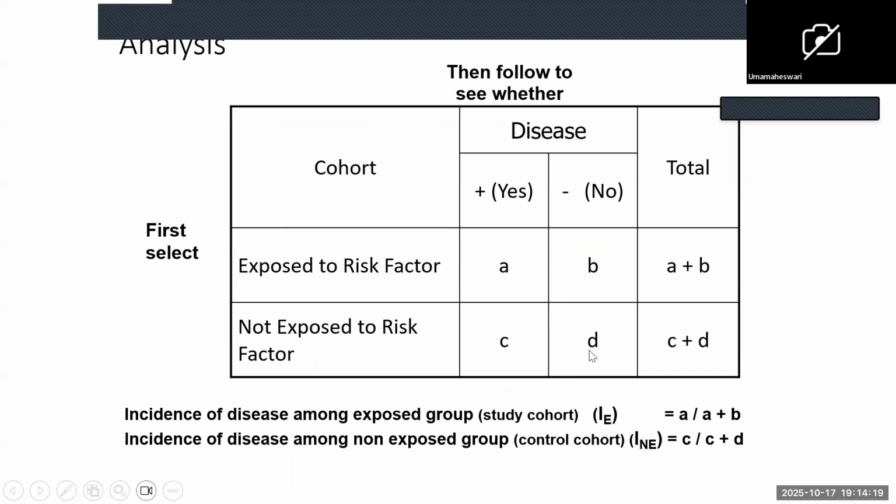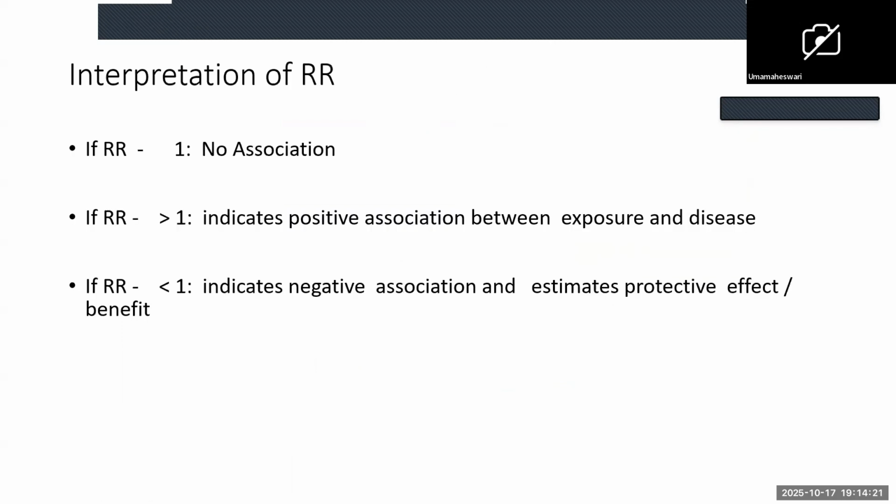So you calculate your relative risk or risk ratio. That is the incidence among exposed divided by the incidence among non-exposed. All these basic study designs you can refer to in community medicine textbooks. The same thing as I said for your odds ratio: an RR of 1 means no association, RR more than 1 means positive association, RR less than 1 indicates negative association. It gives you a protective effect or benefit of the risk factor.